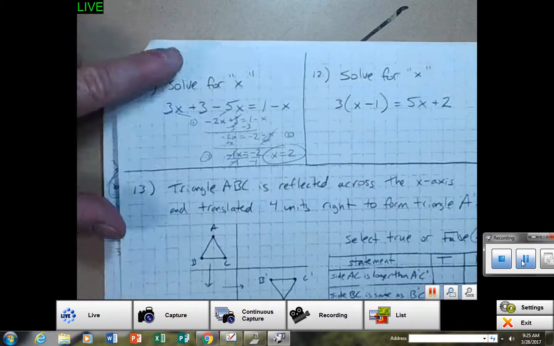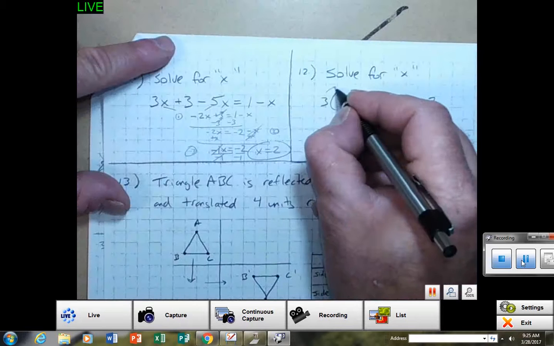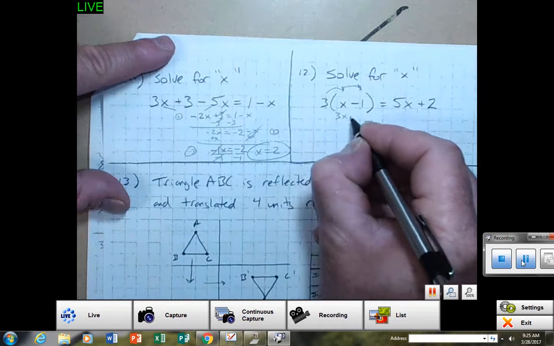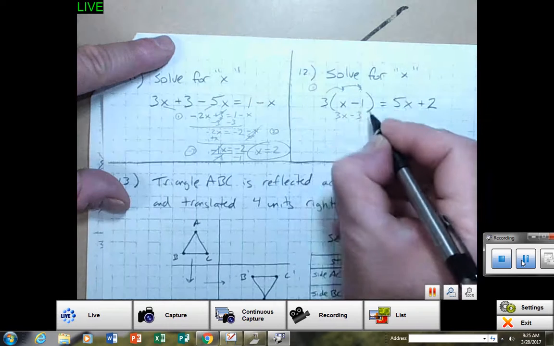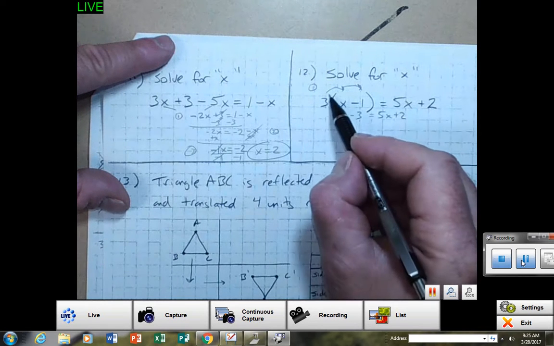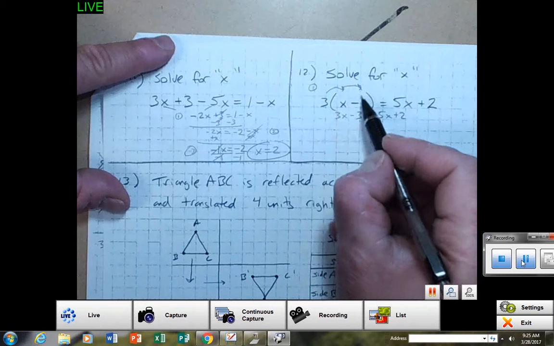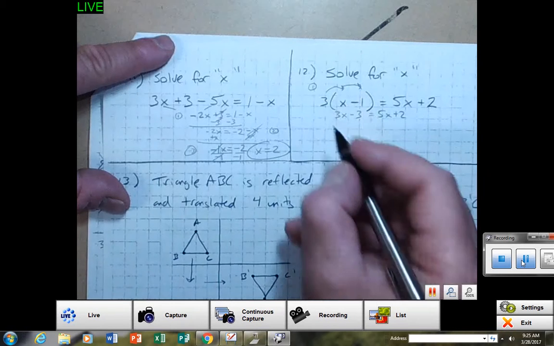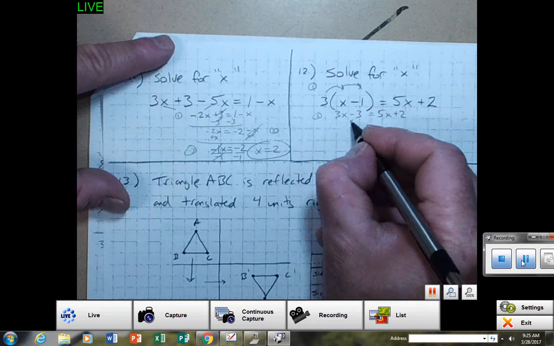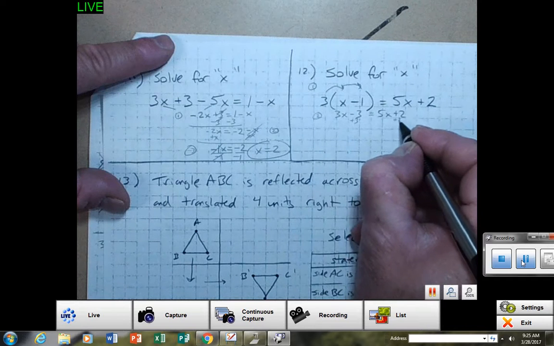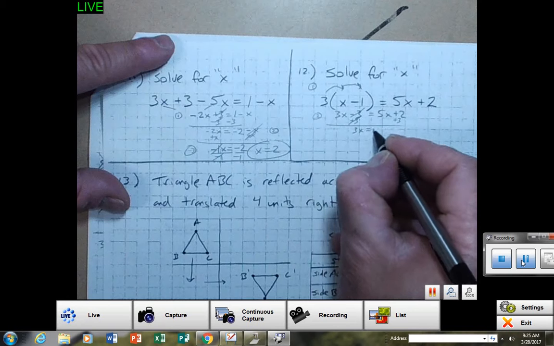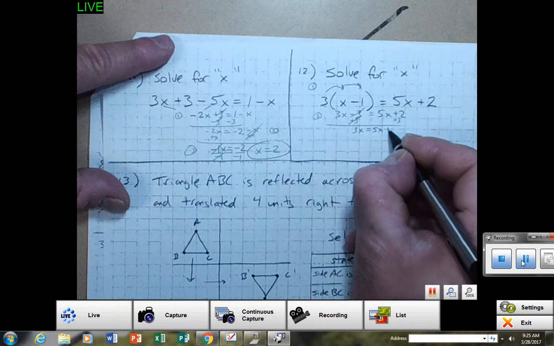All right, next problem. Here, I'm going to distribute. That gives me 3x minus 3, step 1, equals 5x plus 2. When you're distributing, you're timesing this times x and 3 all the way down times this negative 1. Now it becomes a variables on both sides. Start by getting rid of the plain number on the left side. Bring everything else down. Add 2 and 3 to get 5.